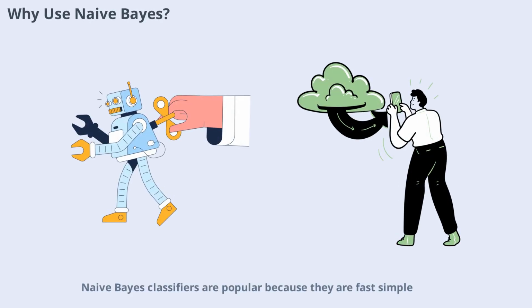Naive Bayes classifiers are popular because they are fast, simple, and often surprisingly accurate. They require less training data compared to other algorithms and can handle both binary and multiclass classification problems. Their efficiency makes them ideal for real-time applications, such as spam detection and recommendation systems. Let's look at some practical applications next.